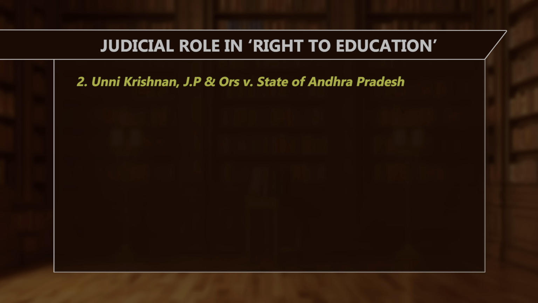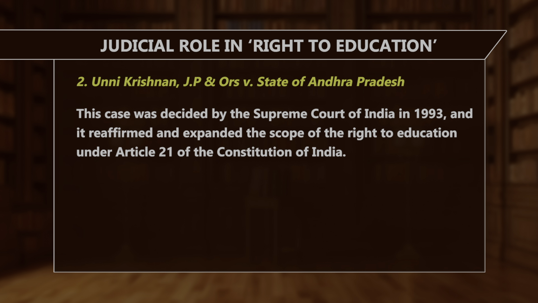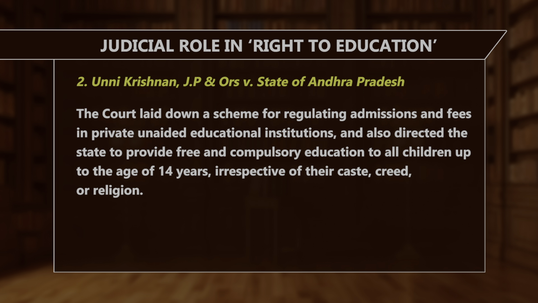The second case is Unnikrishnan versus State of Andhra Pradesh. This case was decided by the Supreme Court of India in 1993 and it reaffirmed and expanded the scope of the right to education under Article 21 of the Constitution of India. The court laid down a scheme for regulating admissions and fees in private unaided educational institutions and also directed the state to provide free and compulsory education to all children up to the age of 14 years, irrespective of their caste, creed or religion.